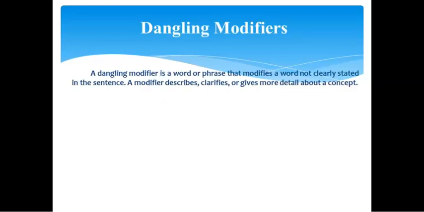The next one is called dangling modifier. Dangling means hanging. A dangling modifier is a word or a phrase that modifies a word not clearly stated in the sentence. A modifier describes, clarifies, and gives more details about a concept. In this one, the dangling modifier is not clear. It is not clear to whom it is referring. I'm not able to understand what it is referring to. Let's look at this example to understand it.